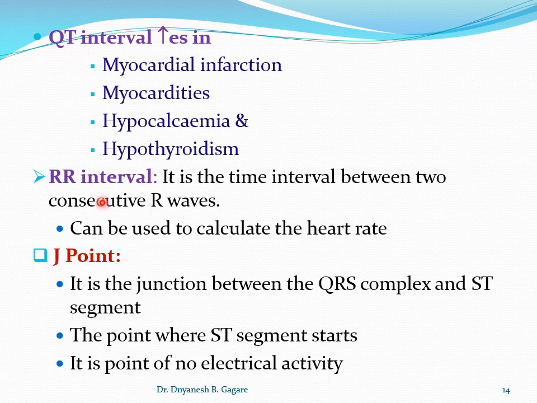Okay. Now one more interval is there, that is called the RR interval. What is the RR interval? It is the time interval between two R waves, from one R wave to the R wave of the next cycle. And it can be used to calculate the heart rate. I just told you how to calculate the heart rate. Heart rate is equal to 1500 divided by the small divisions between two R waves.